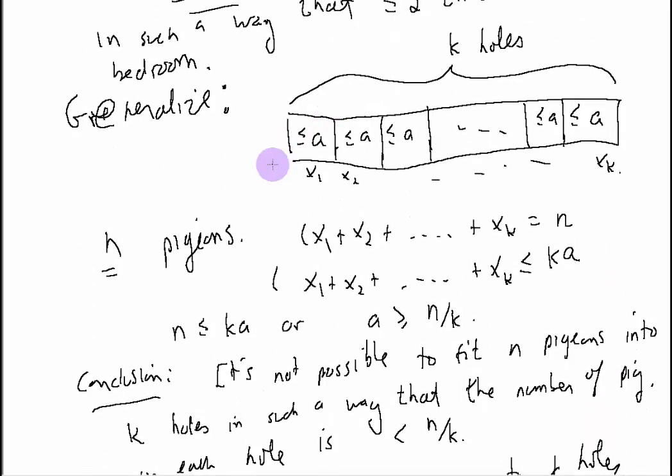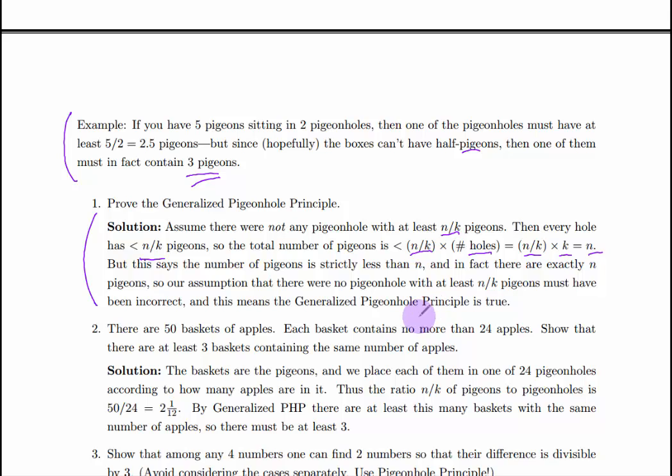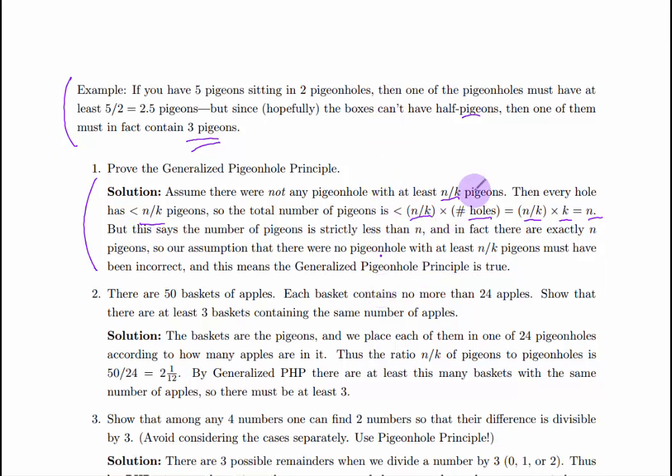I had k holes less than or equal to a, and I showed that the only way to make this happen must be that a must be greater than or equal to n over k. Okay, so it's the same idea. He proved by contradiction, I proved directly. But you get to the same place. The fact is that n pigeons, k holes, at least n over k pigeons in at least one of the holes.